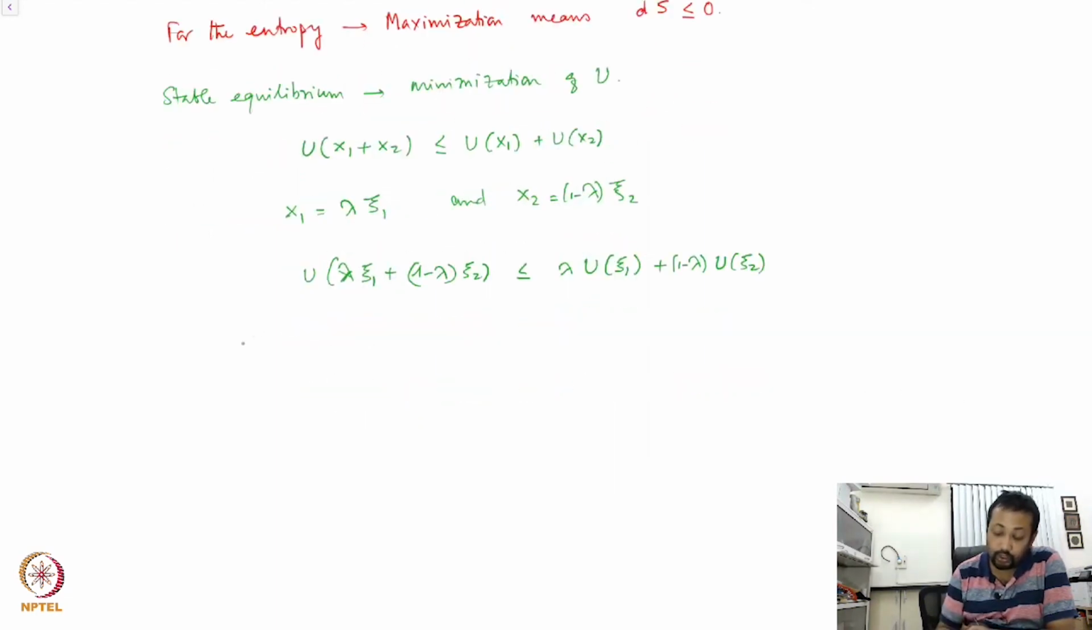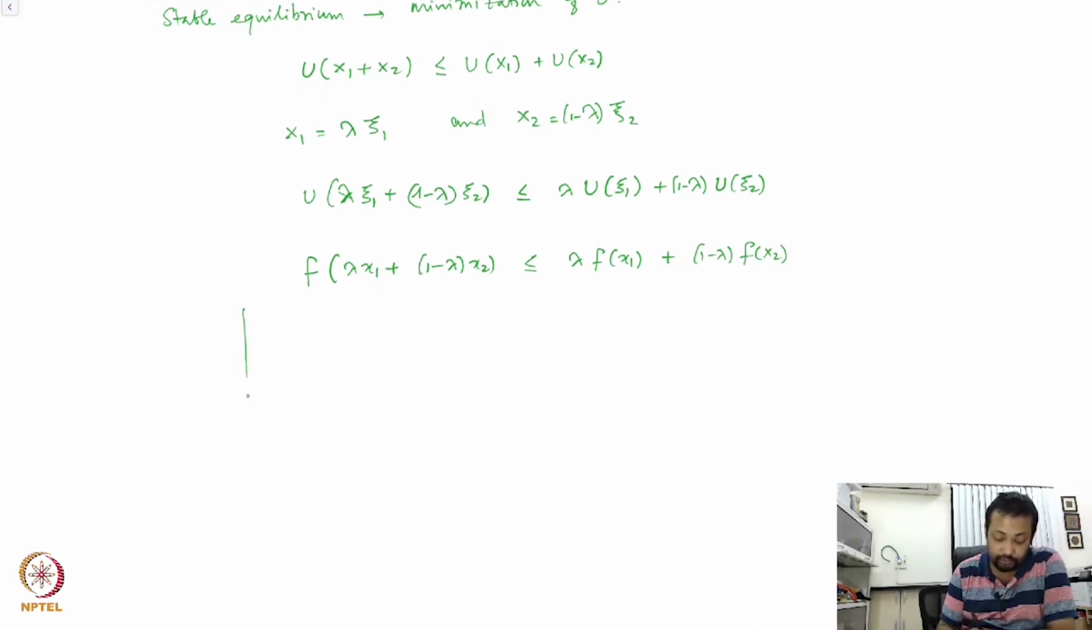which of course means that again if we consider a function of one variable, that translates to f of lambda x1 plus 1 minus lambda x2 is less than equal to lambda f of x1 plus 1 minus lambda f of x2, right? Now we are tempted to draw the function. So we look at x1, we look at x2. Clearly, let's say the function has some value f of x1, and at this point it has some value f of x2.